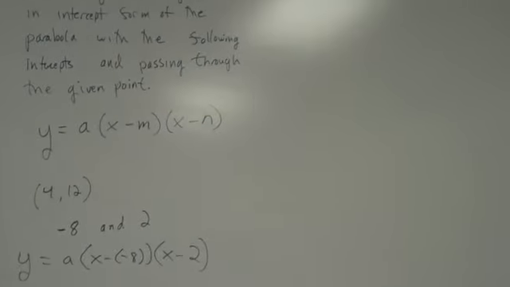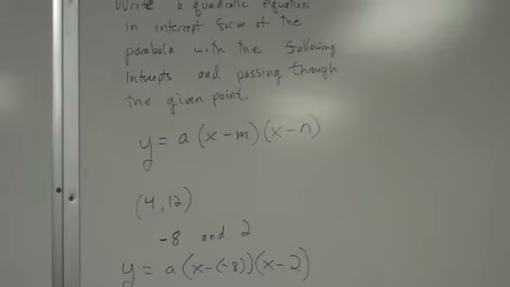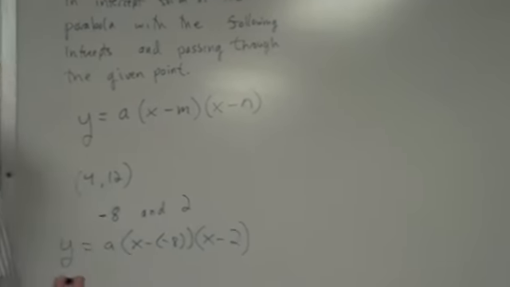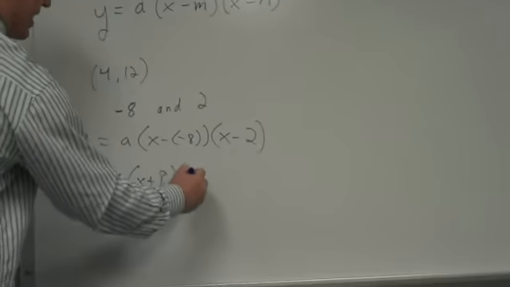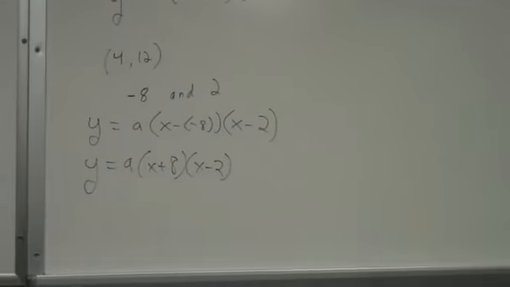Wait, I have one question. Yes? Would you plug in the 4 and the 12 where the A and the Y is? No. Hold that thought, though. Now I make that positive, so it's y equals A times x plus 8 times x minus 2. And now I need to find my A value.